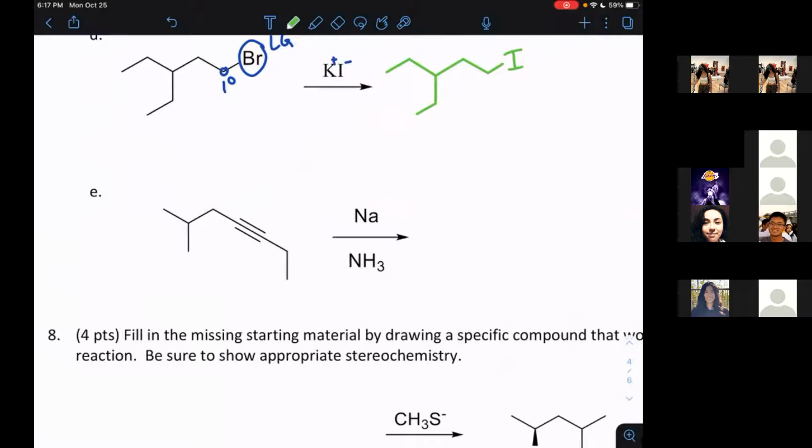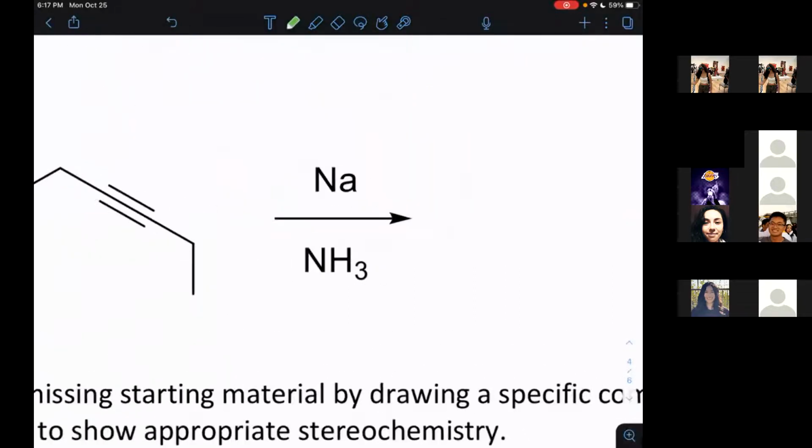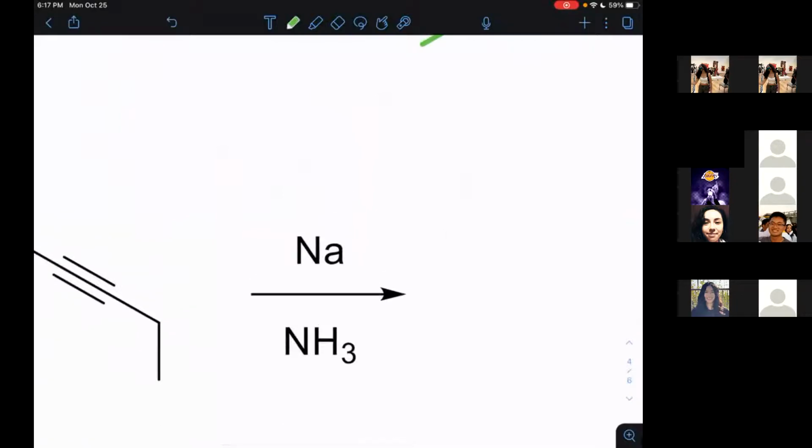Cool. Okay. So then this next one, looking at the quiz that I have, is alkyne to a trans alkene.